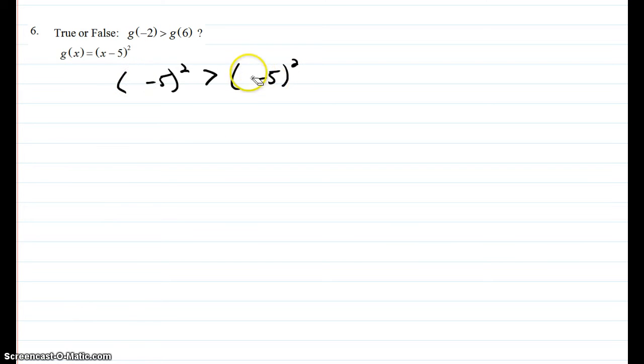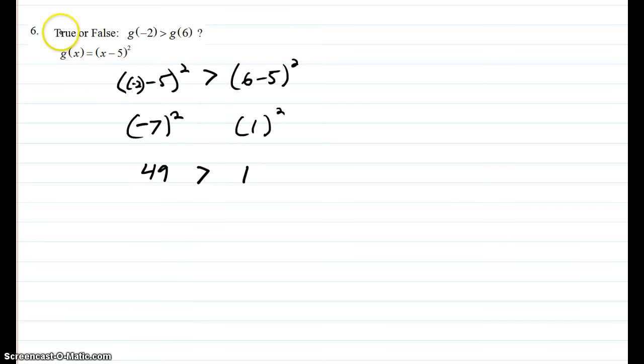the negative 2 and 6, and we'll compare them to see which one's bigger. So this is negative 2 and this side is 6. So negative 2 minus 5 gives us negative 7 squared, and 6 minus 5 gives us 1 squared. And so negative 7 squared gives us 49, 1 squared gives us 1. So 49 is bigger than 1, so this is the correct symbol, so this would be true.